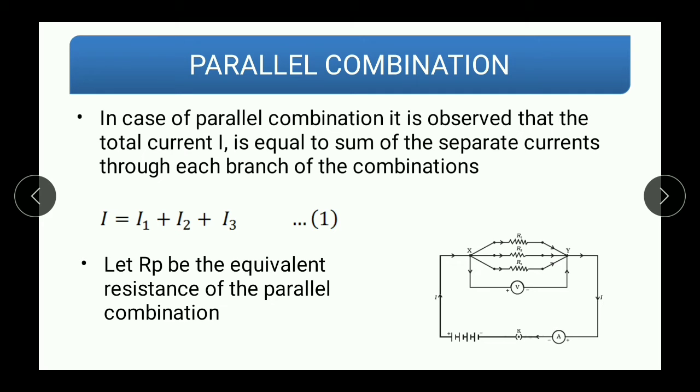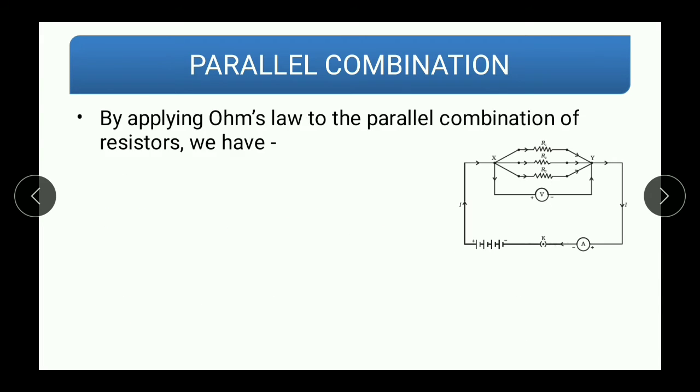Now Rp, we consider it as the equivalent resistance of the parallel combination. So total resistance of these 3 resistors, we consider it as Rp. By applying Ohm's law to the parallel combination, we can say that I is equal to V upon Rp. From where did this relation come? It came from Ohm's law. What does Ohm's law state? R, that is resistance, is equal to V upon I. If R is equal to V upon I, then I will be equal to V upon Rp. We have used simple algebra here. Let this be equation 2.